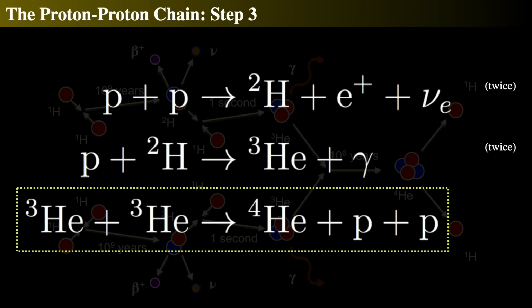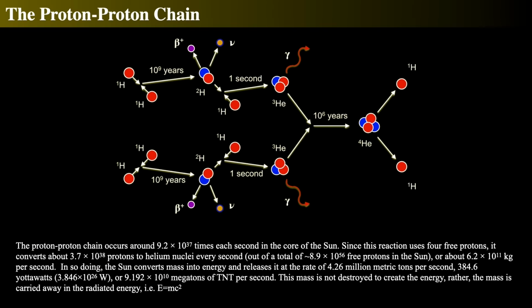That's the end result of the proton-proton chain, and that's what earned Hans Bethe the Nobel Prize. This proton-proton chain occurs about 10 to the 38th times every second in the core of the sun, and the times you see inside this diagram show roughly the average time it takes between interactions. So it's very rare for the first step to happen. It's extraordinarily easy for the second step to happen, and it's not as hard for the third step to happen, but it happens pretty quick.